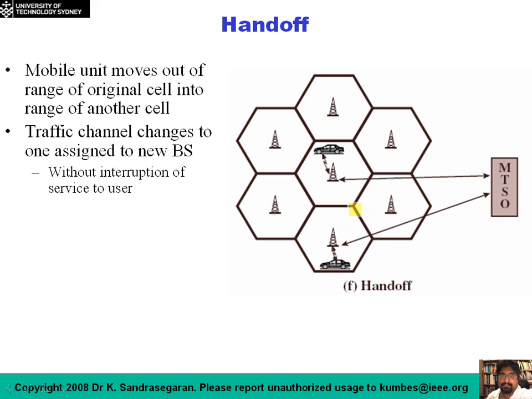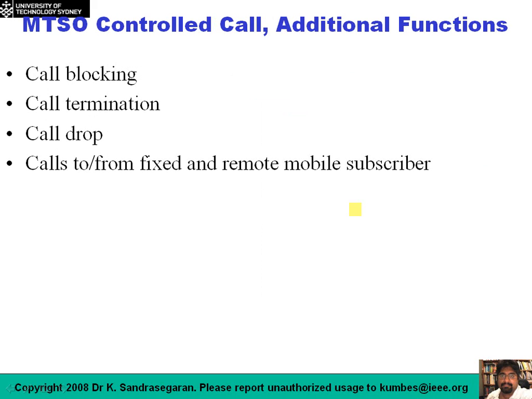And that is referred to as handover. And you will notice that if you're talking on the phone as you're traveling on the train out of the city, the base station that you are communicating with is constantly changing. Now, the MTSO also has to do with other situations where maybe a call is blocked, a call is dropped, and so forth.